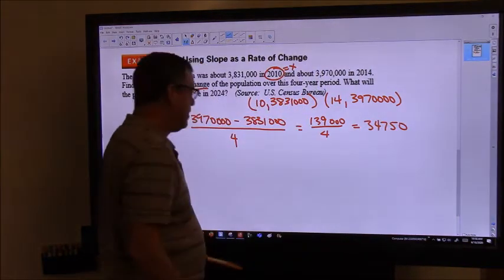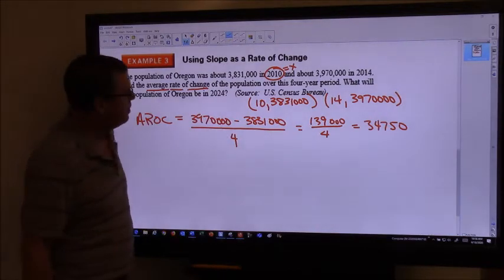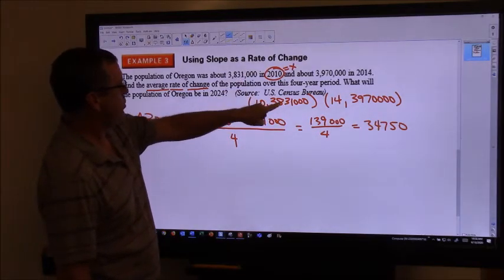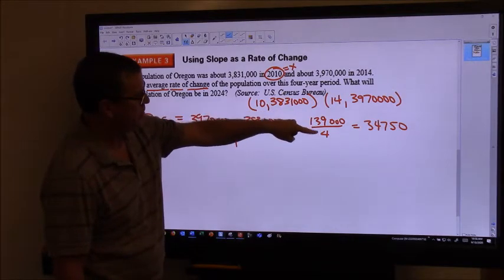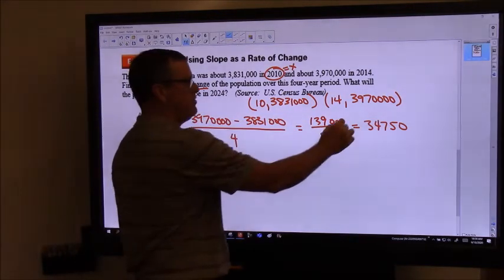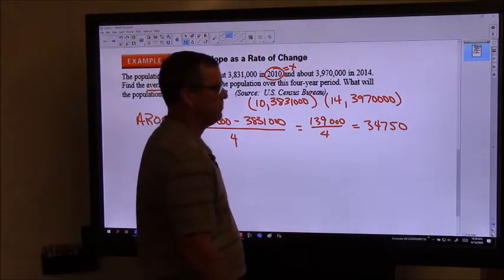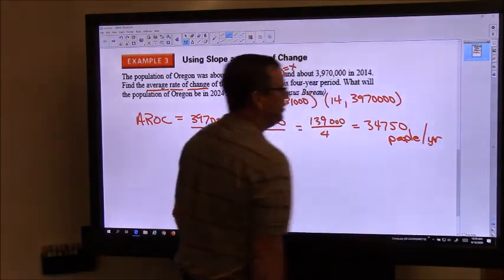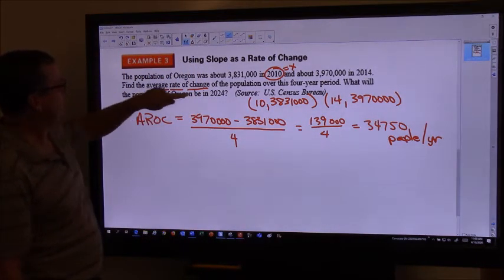34,750. And remember, one of the things that we're always thinking to ourselves is, what does that slope mean? I don't want to just find a number and move on. I want to think about what it means. So our y values here represent the population, so that's people. Our x value represents time, so people per year. And this is the amount of people that are moving to Oregon each year. It's how their population is changing. So people per year.